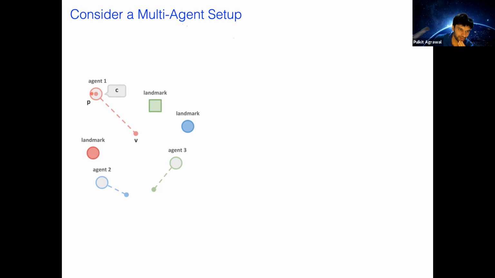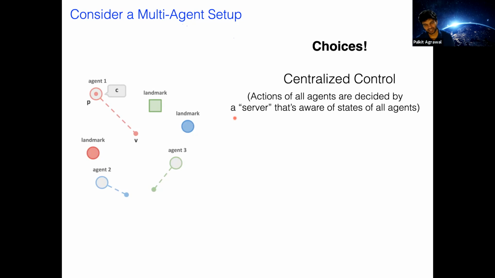In a multi-agent setup, we might have multiple agents, agent 1, agent 2, agent 3 shown over here, and there are some landmarks which might serve as goals where agents might have to go. Now, if you look at a multi-agent setup, there are many choices which one needs to make. For example, the first choice is, are we solving a centralized problem? Which means that the actions of all agents are decided by some central place or a server that's aware of the states of all the agents. Think of all nodes which communicate to a main node. The main node tells all the agents what to do, and they end up doing that. So that's centralized control.